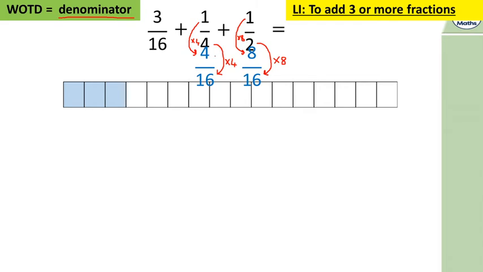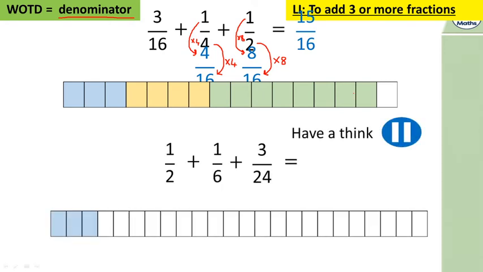So 3 plus 4 plus 8, because the denominators stay the same. So we're always going to be working in 16ths. So we can simplify at the end. So 3 plus 4, which is 7, plus 8. You can see there's only one left, not shaded. So we can have 15/16.